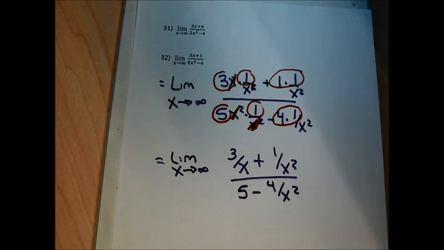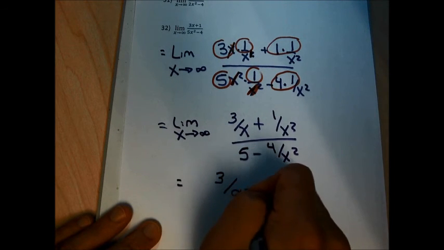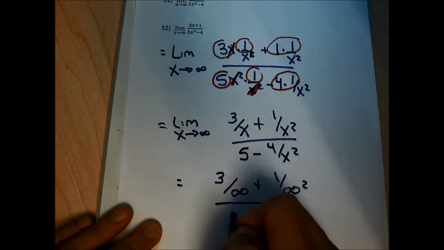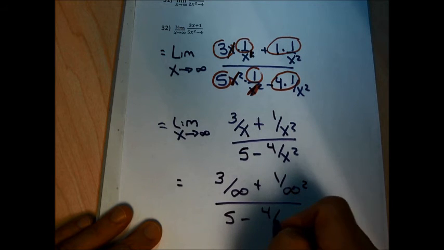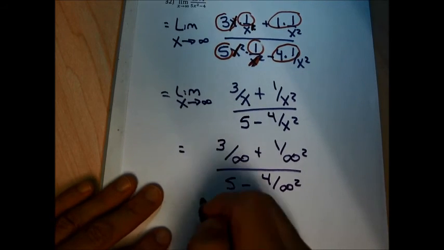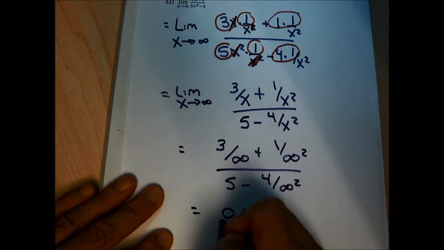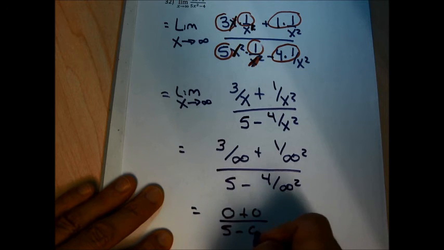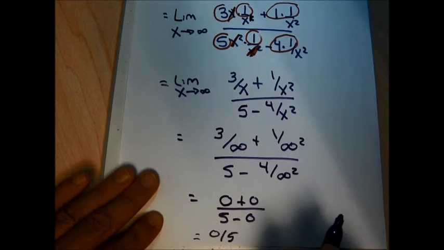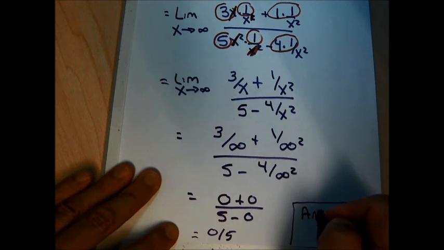Now I'm going to plug infinity in for the x's. Stop writing the word limit. So I'm going to go 3 over infinity plus 1 over infinity squared, divided by 5 minus 4 over infinity squared. All the fractions that have infinity in the denominator are going to be 0. So this is going to be 0 plus 0 over 5 minus 0. And that's 0 over 5. And when we have a fraction with a 0 in the numerator, the limit is 0.